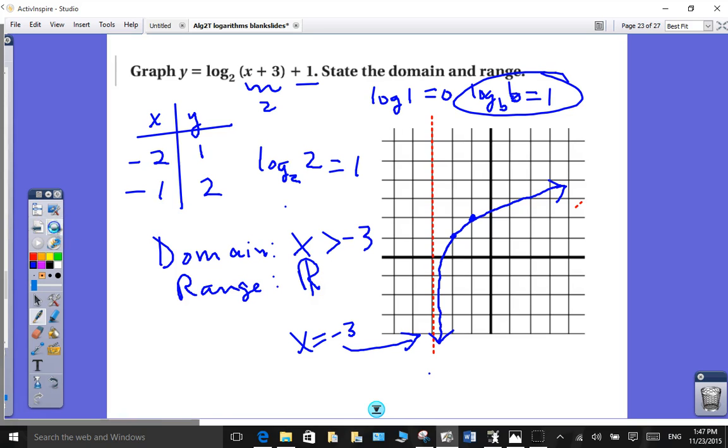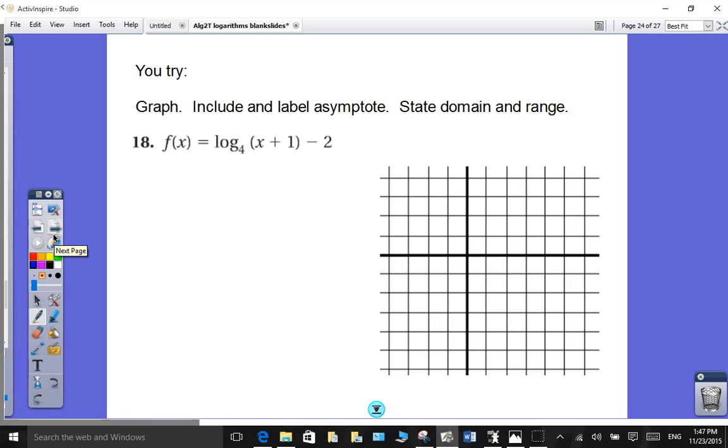Okay, try that one. Try to do the same thing with that one. First draw the asymptote. See if you can figure out the table of values. If not, just sketch something that looks reasonable. I mean, at the very least, you should be able to move the x-intercept.